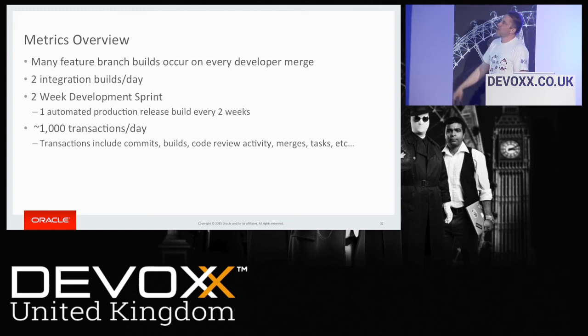Metrics overview: lots of different features, lots of different branches involved, so it's quite a complicated system. Like I say, 2 integration builds a day, 2-week development sprints with 1 automated production release every 2 weeks, assuming that all the tests pass. And we're looking at over 1,000 transactions a day. That's in terms of updates to code, over 1,000 changes to code a day. So it's quite a heavy usage. And the great thing is that it all works.